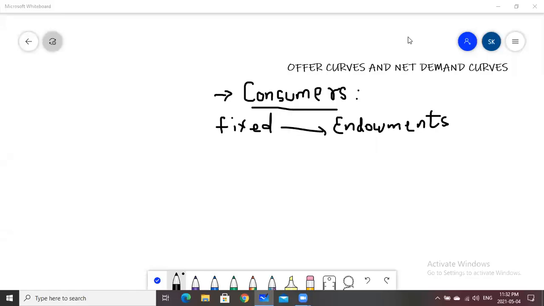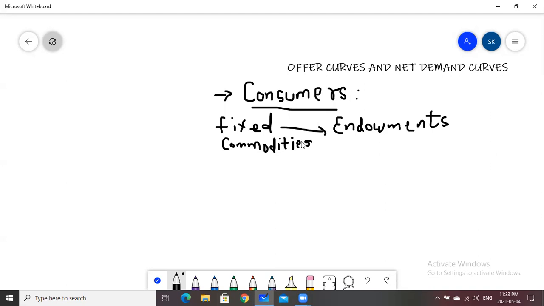Now she is not endowed with money income. What happens over here is that this consumer is not endowed with money income. Rather, she is endowed with fixed commodities only. So the endowments of the consumer are a fixed number of commodities and no income level.